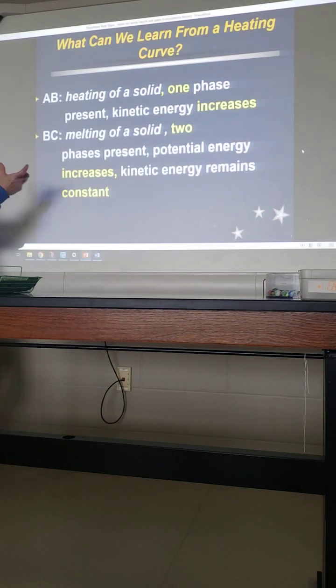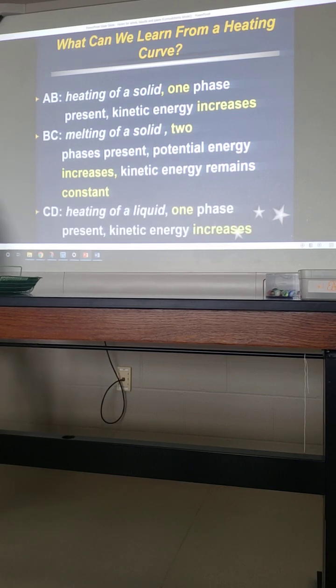And then when you get to that first plateau, that BC, that flat line area, you have two phases present. You should have some solid and some liquid. The kinetic energy is remaining constant, and I know that because the temperature, it's like flatlined at 0, if we're talking water, right? It's stuck at 0 during this melting process. Potential energy is on the increase because heat's being put in, and that heat has to go to something. If it's not going into kinetic energy, then it has to be increasing the potential energy.